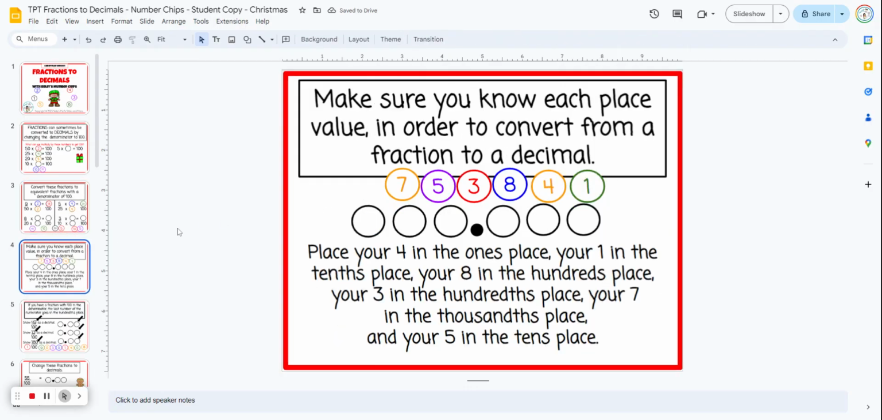Now the next slide has a review of place value. So students are just given instructions where to place each of these numbers. So for example, place your 4 in the ones place. They need to click and hold on the edge of the 4 and place it here until they've placed all the numbers correctly.